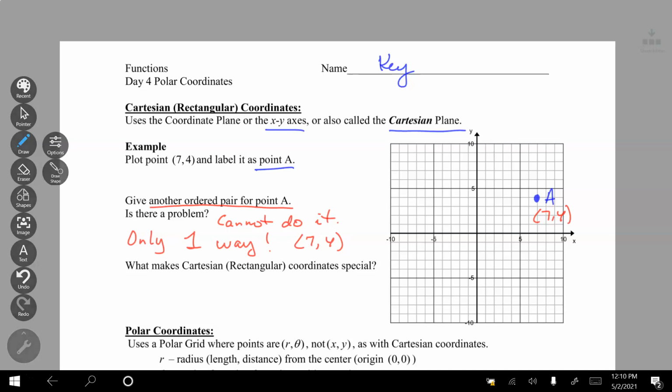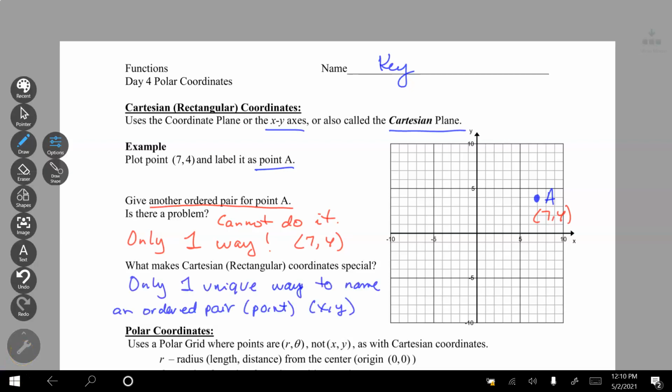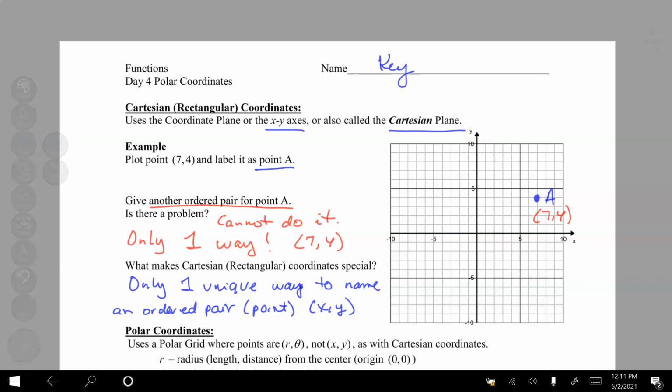That's it. So what makes Cartesian or rectangular coordinates so special? There is only one way to name an ordered pair, and that's going to be whatever x and y that it has. There's no other way. You can't switch things. You can't do this. You can't do that. There's only one way to do it.